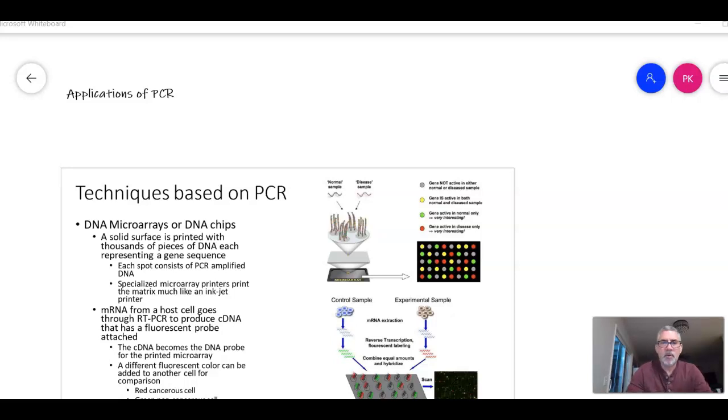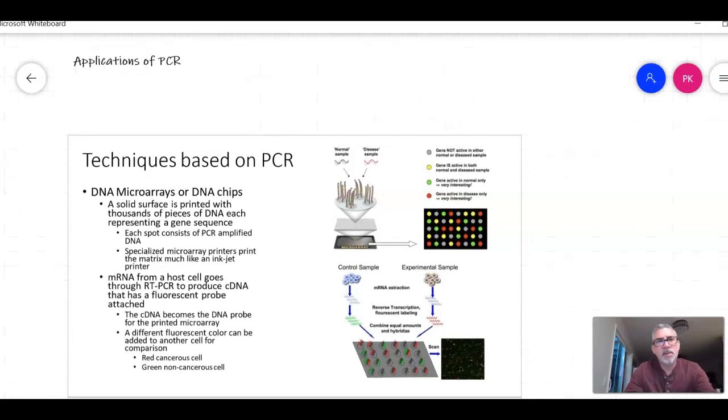All right, I want to talk to you a little more about PCR. So, we're going to go through applications of PCR. So, different things. We have DNA microarrays, or what they call DNA chips, right? So, DNA microarrays or DNA chips. Essentially, what they do here is we use PCR to create probes.